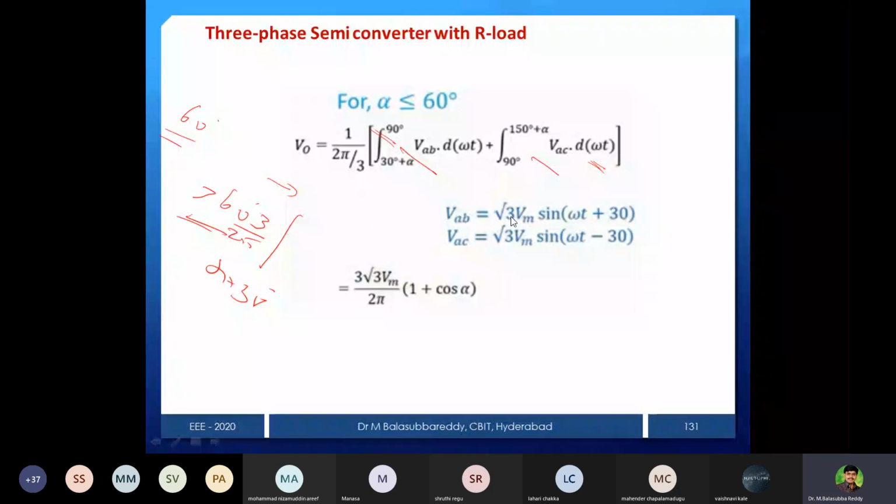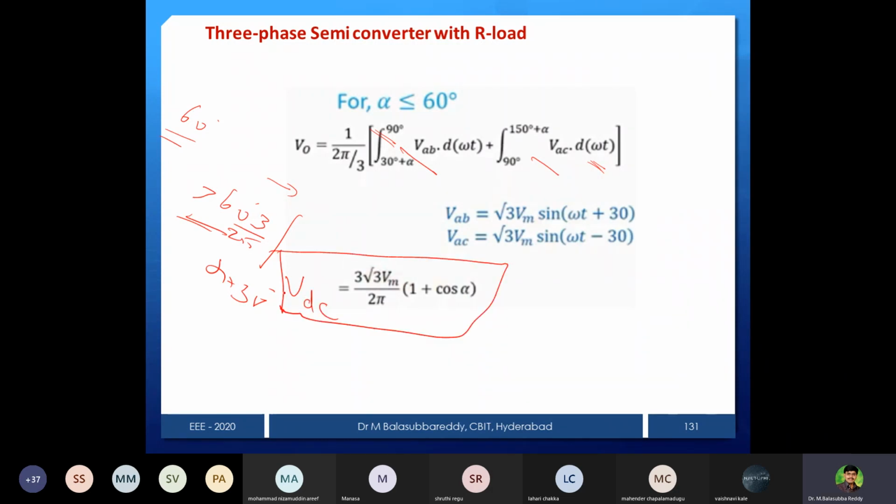You know what is the AB? Root 3 Vm sin omega t plus 30, and AC root 3 Vm sin omega t minus 30, and then integrate. Sin omega t integrates to minus cos omega t. Like that, you simplify, and you will get the average output voltage, VDC, for continuous mode of operation.